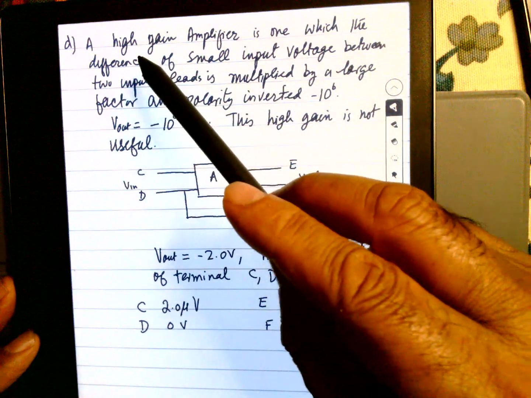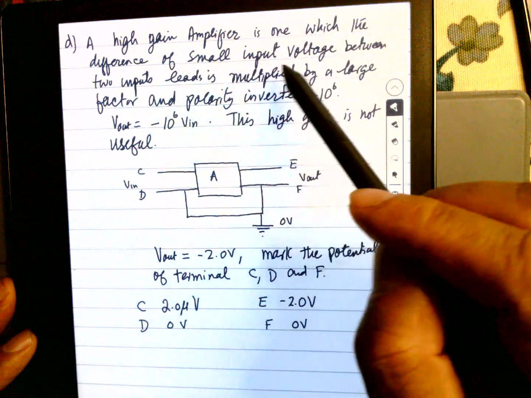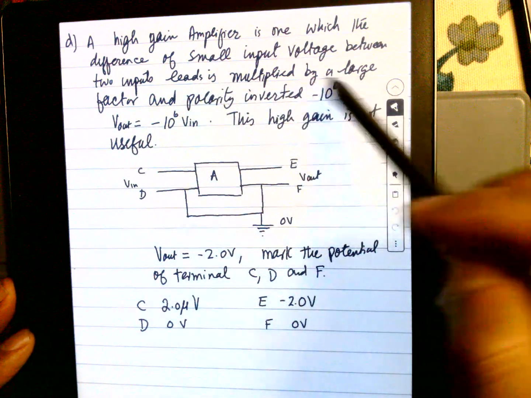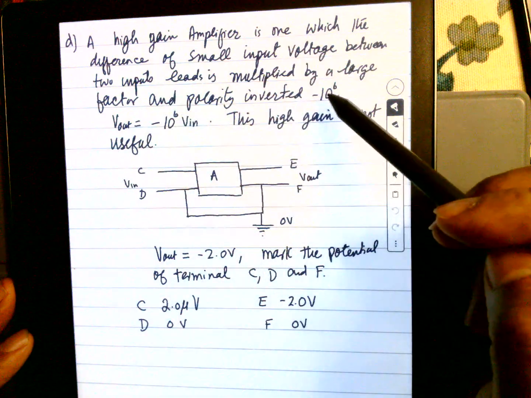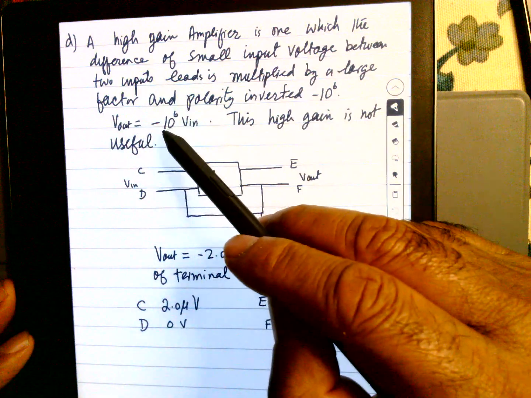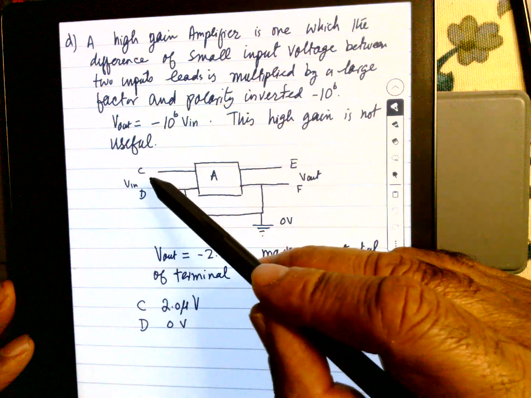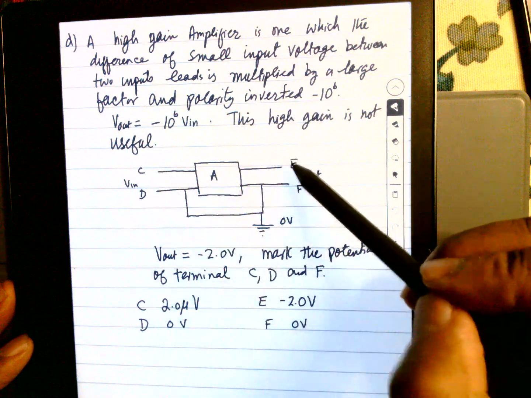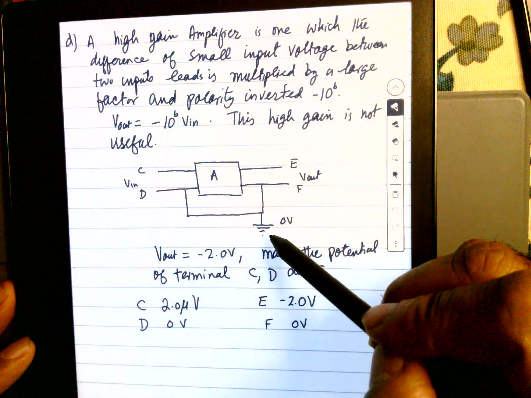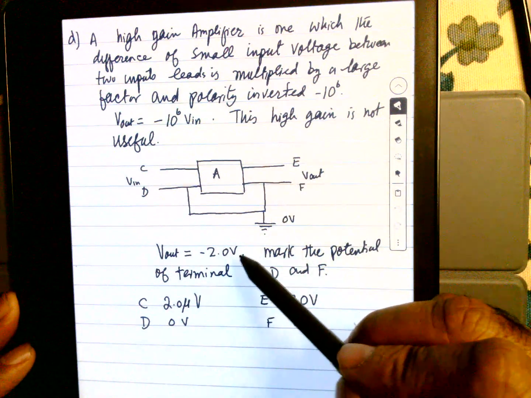This is another question. A high gain amplifier is one in which the small difference of the input voltage between the input leads is multiplied by a large factor, and the polarity is inverted, with a gain of minus 10 to the power 6. V output is minus 10 to the power 6 V in. This high gain is not useful by itself. So these are C, D, E, F outputs. So V in and V out. This is grounded. So V output is 2.0 volt.